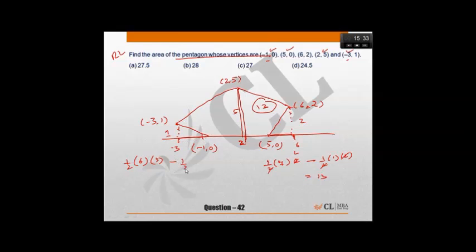This right angle half into base is going to be from minus 1 to minus 3 into 2 into 1. So 6, 5 are 30, 15 minus 1, 14. 14 plus 13, 27. Okay, question 42 done. Let me move to the next one now.